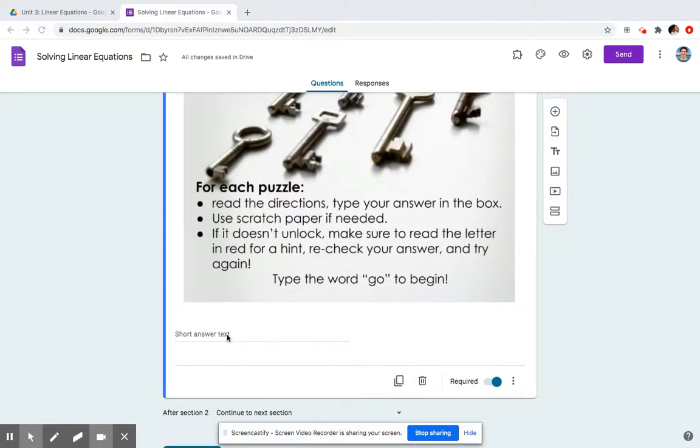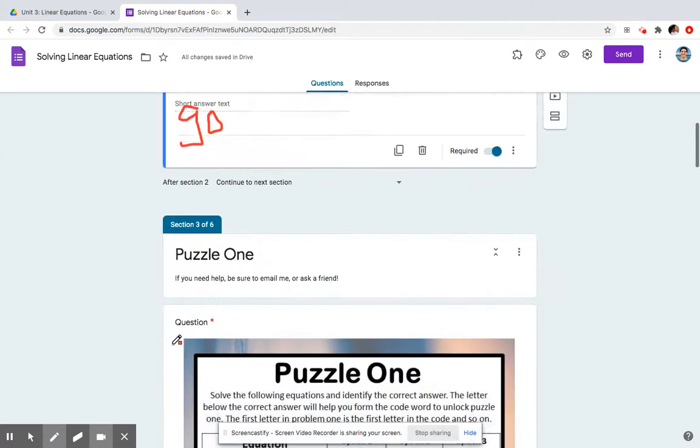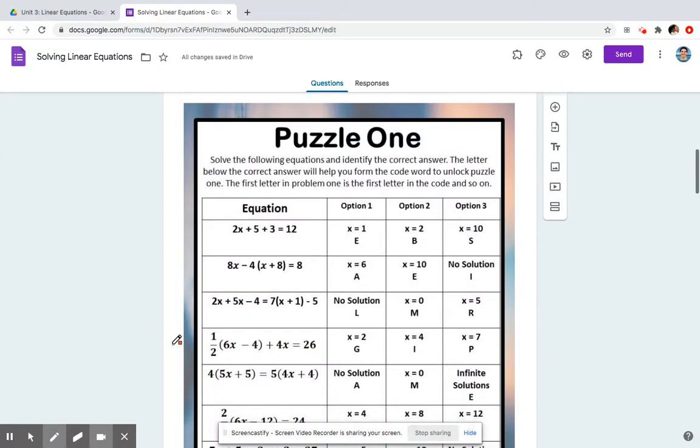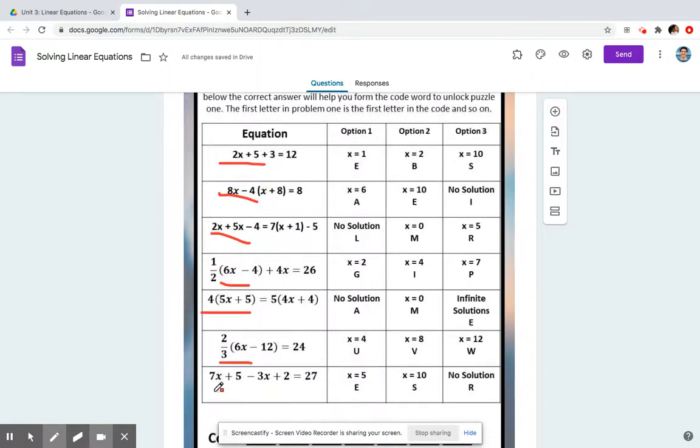So to begin, type go in this box provided right here. Okay, let's go and begin. So puzzle 1, what you're doing is solve the following equations and identify the correct answers. So you'll solve for this one, this one, this one, this one, this one, this one, and this one.